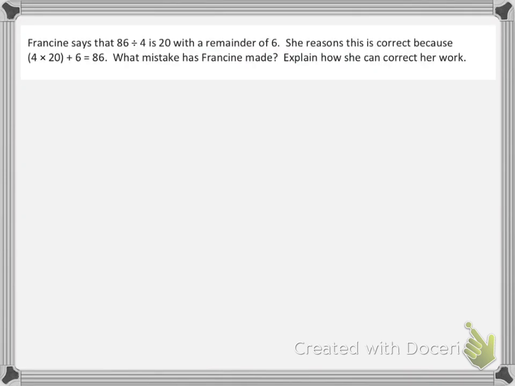In our next problem, it says Francine says that 86 divided by 4 is 20 with a remainder of 6. She reasons this is correct because 4 times 20 plus 6 is 86. What mistake has Francine made? Explain how she can correct her work. All right, well, we're going to want to use that place value chart to model this. But let's first look at the standard way of solving this.